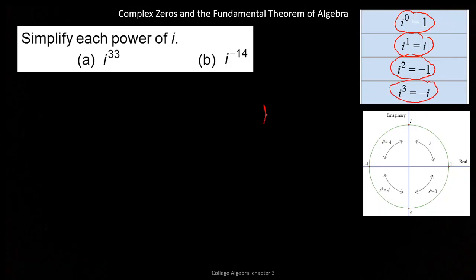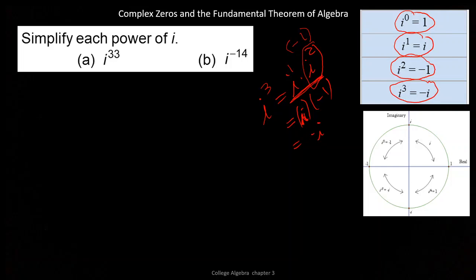Well, we can think of i to the third power as i times i to the second power, right? Because when you multiply these two, you have to add the exponents and you get the same thing. But we know what i squared is: -1. So i to the third power is i times -1, which is -i.